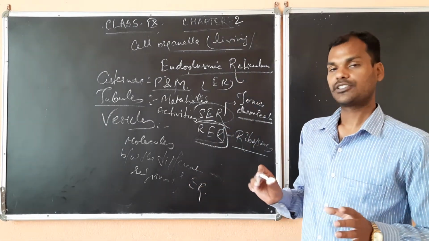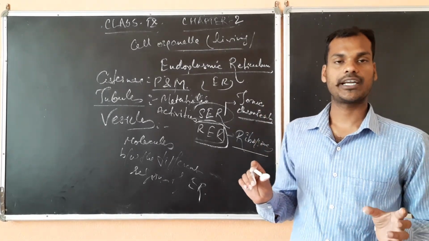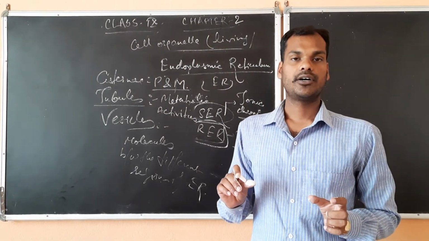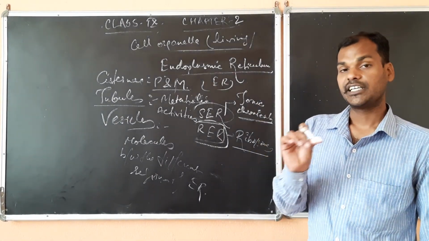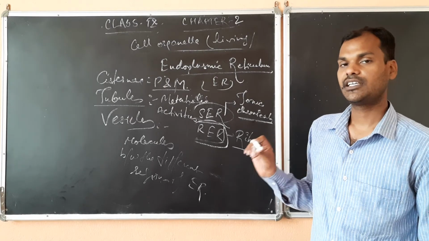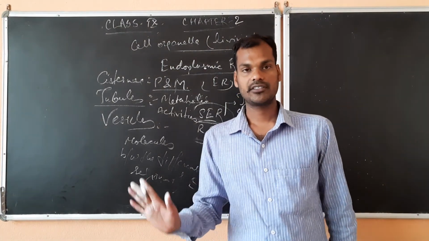In case of plants, sometimes vacuoles constitute 80% of the plant, that is, 80% of the weight of the plant is vacuoles only. And in case of animals, the vacuoles are either small or not present.